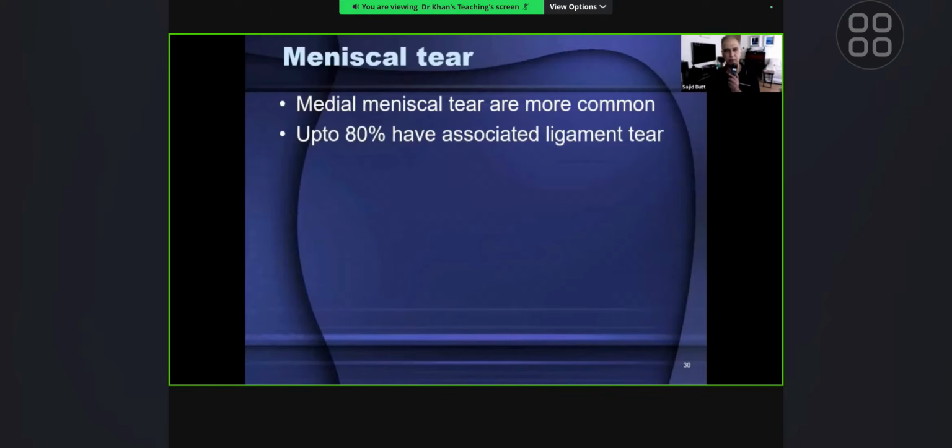Up to 80% will have some sort of associated ligamentous tear. These could be the meniscofemoral and meniscotibial ligaments, or one of the cruciate or collateral ligament injuries.